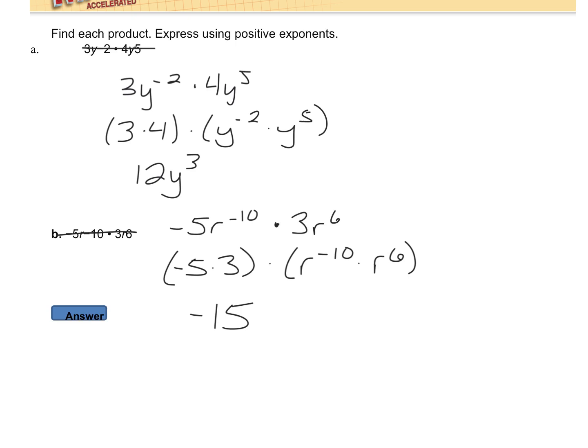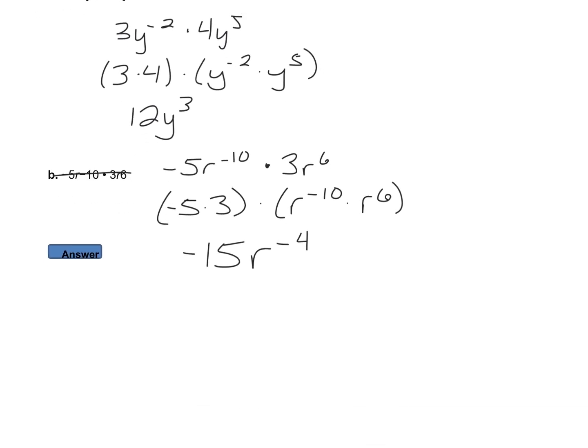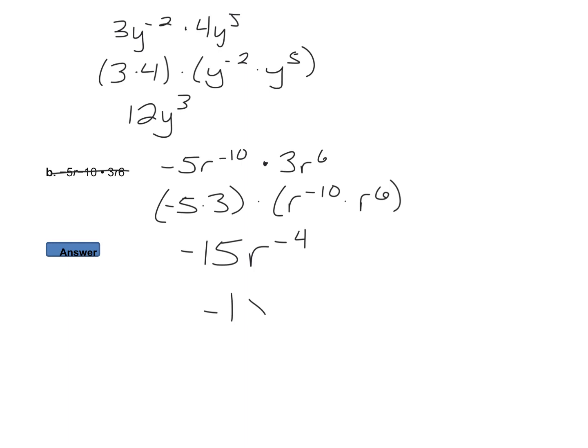Negative 15. What about the r's? Bring one down. What do we do with the exponents? Add them because it's times. So negative 10 plus negative 6 is negative 4. Now, can we leave it like this? No. It needs to be negative 15 over r^4. Keep that negative 15 on the top, and then bring down that r to the 4th power. Is that it? That is it for that one.